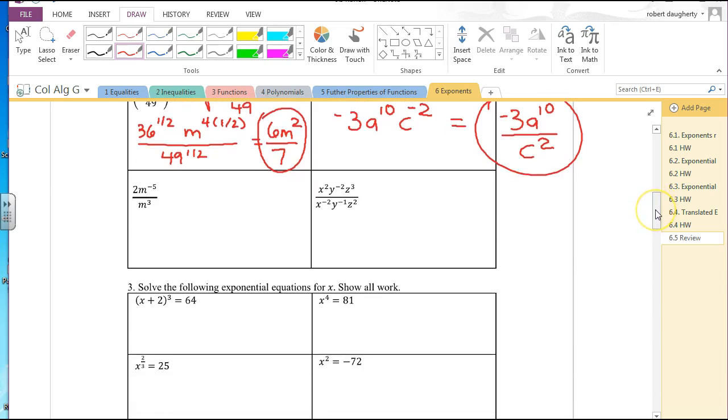If I look at the next one, again, several ways of doing this. I can go ahead and move the m to the 5th to the bottom. So 2 over m cubed, m to the 5th. And then anytime I have two numbers multiplied with exponents, the same number, I can add those exponents. So this is 2 over m to the 8th power.